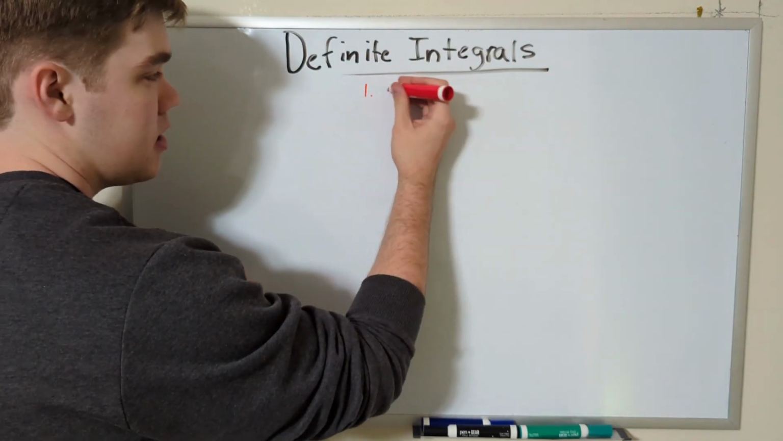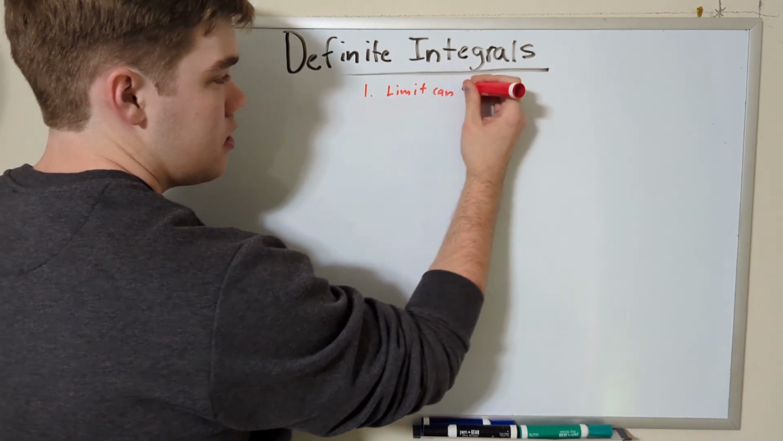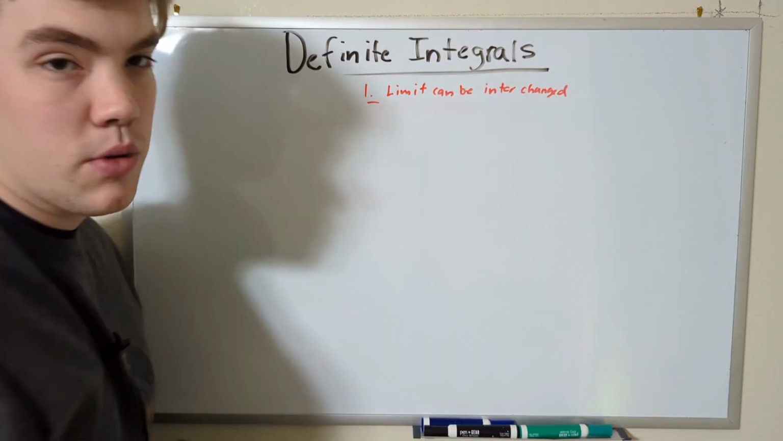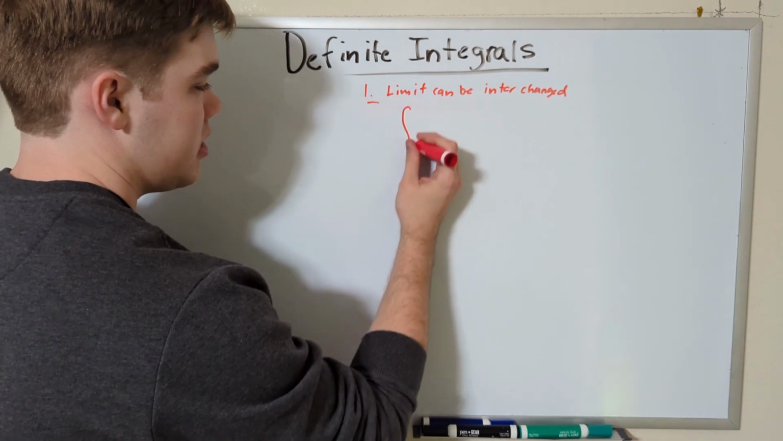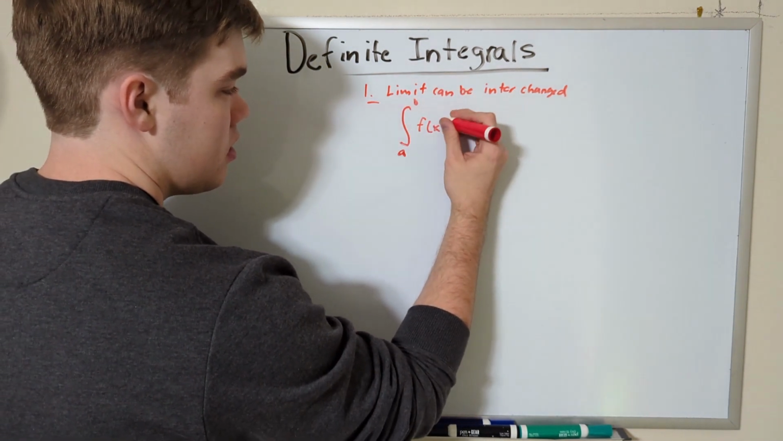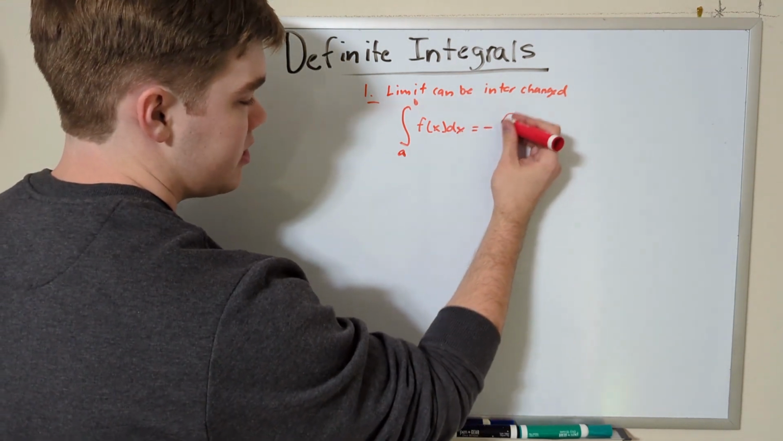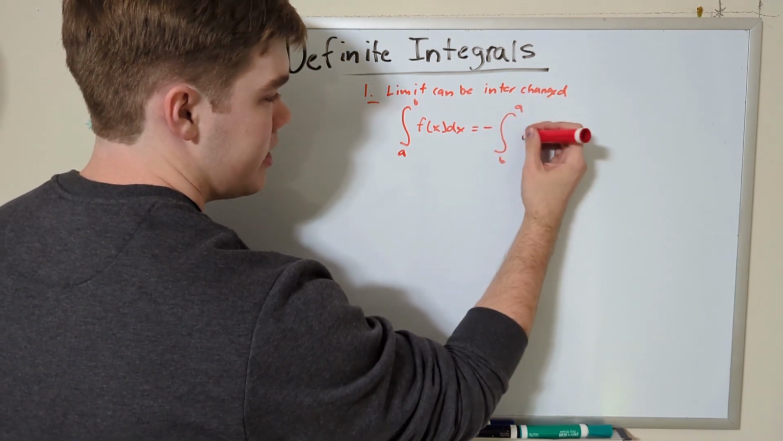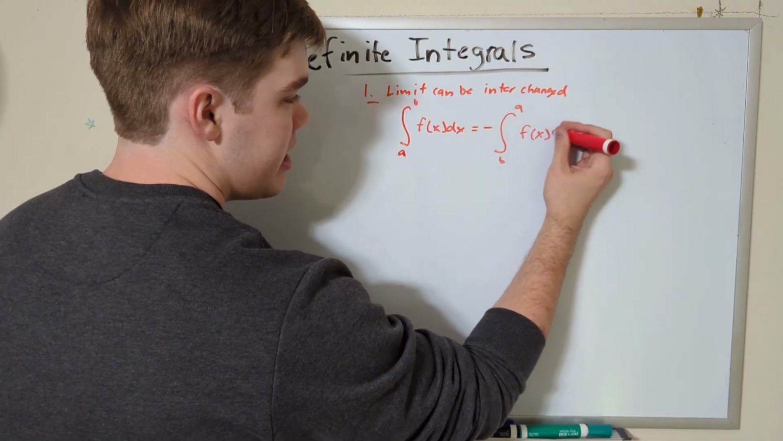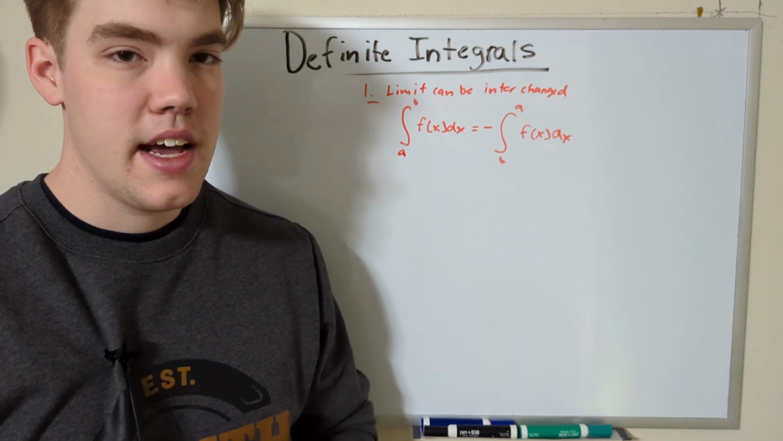Number 1, the limits can be interchanged. So I'll write limits can be interchanged. What this means is if we have a definite integral from a to b of f of x dx, this can be equal to the negative integral from b to a of f of x dx. You probably won't have to use this very often, but it does come in handy sometimes.